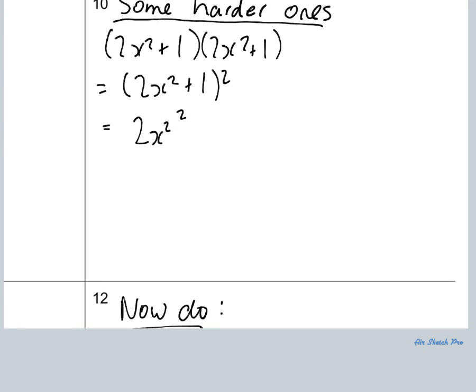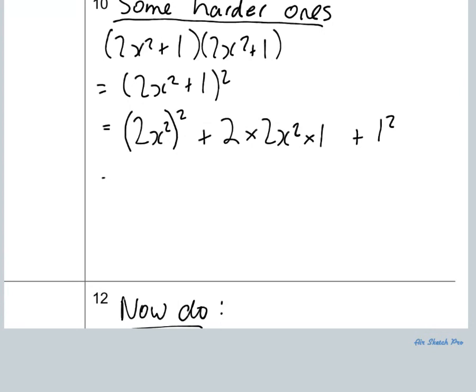Now, we need to square the whole of that first term, but leaving it like that is just a little bit shaky. So in that case, I put brackets around it to show that it's the whole term that I'm squaring. So we've got 2x squared, all squared, plus, because it's an addition, 2 times the first term, 2x squared, times the second term, plus the square of the second term.